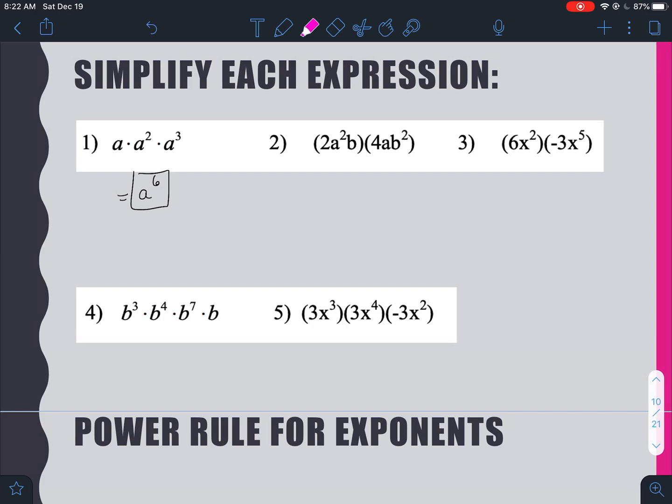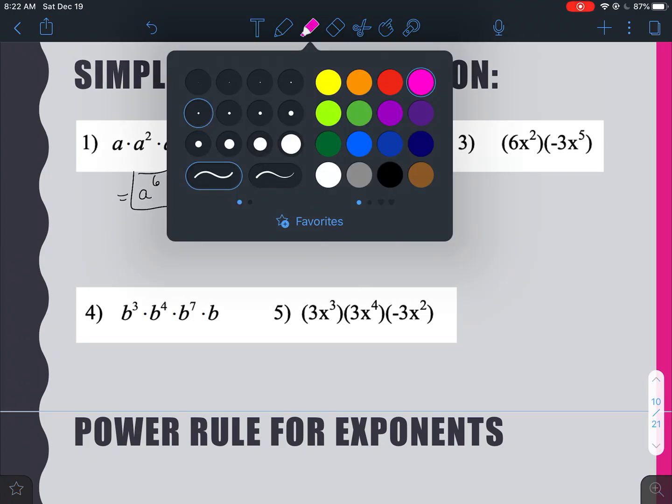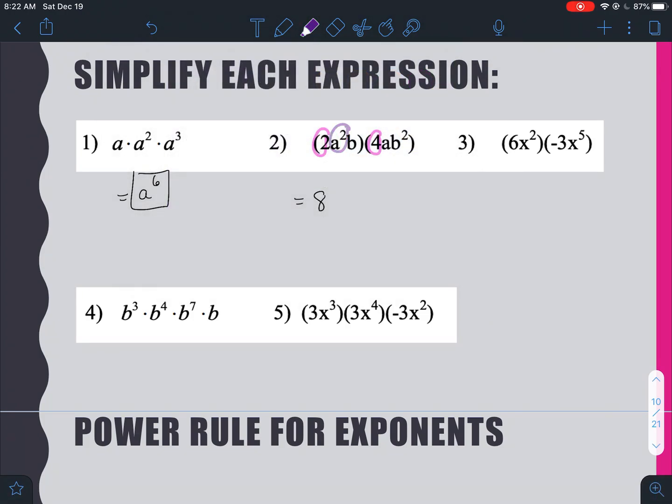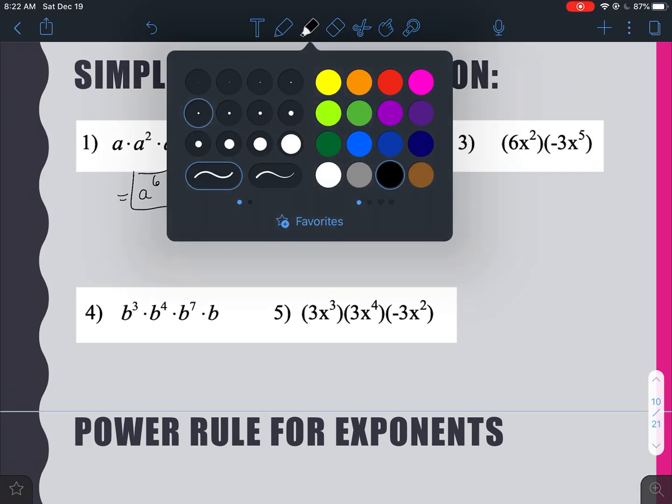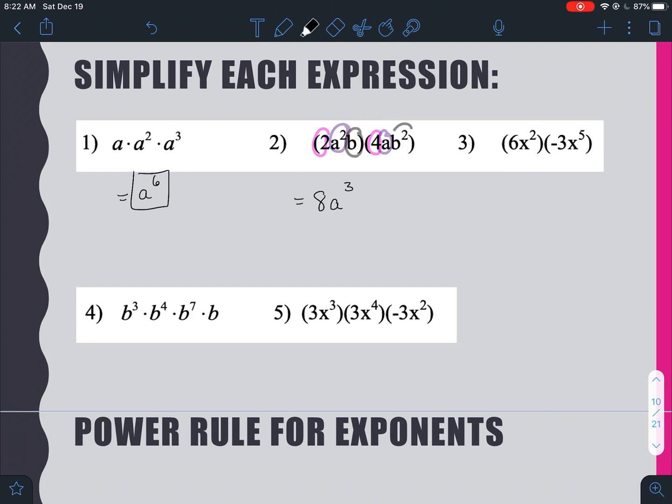2a squared b times 4ab squared. Again, you could multiply the coefficients, the numbers out in front, and you would get 8. And then you can multiply a squared times a. And if you did that and expanded it, you would get a to the third. And then you could multiply the b's. B squared times b would also be b to the third. So you get 8a to the third, b to the third.